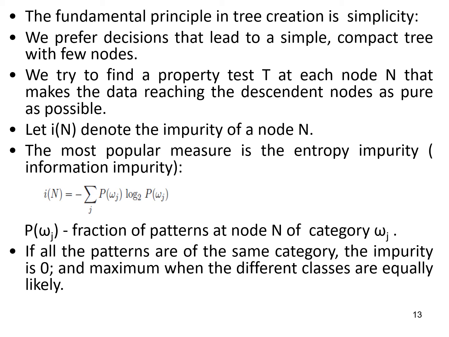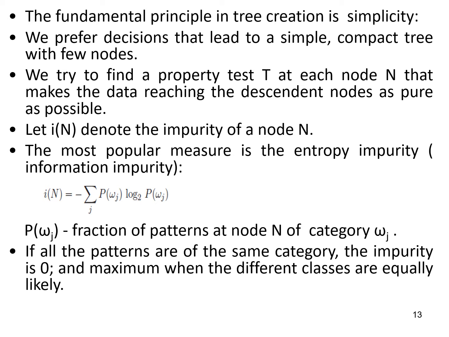We try to find a property test T at every node n that makes the data reaching the descendant nodes as pure as possible. Let I(n) denote the impurity of a node n. The most popular measure is the entropy impurity or information impurity. It is given as I(n) equal to minus summation P(ωj) log P(ωj). P(ωj) represents the fraction of patterns at node n of category ωj. If all the patterns are of the same category, the impurity is 0.